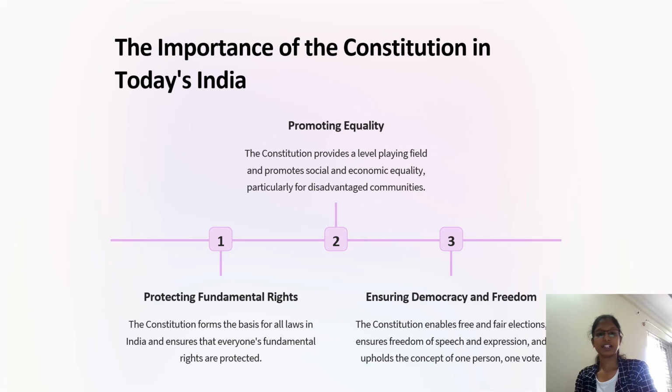Then, the importance of the Constitution in today's India: promoting equality, protecting fundamental rights, ensuring democracy and freedom. Protecting fundamental rights: the Constitution forms the basis for all laws in India and ensures that everyone's fundamental rights are protected. Promoting equality: the Constitution provides a level playing field and promotes social and economic equalities, particularly for disadvantaged communities. Ensuring democracy and freedom: the Constitution enables free and fair elections, ensures freedom of speech and expression, and upholds the concept of one person, one vote. The vote is a very required fundamental right of India.